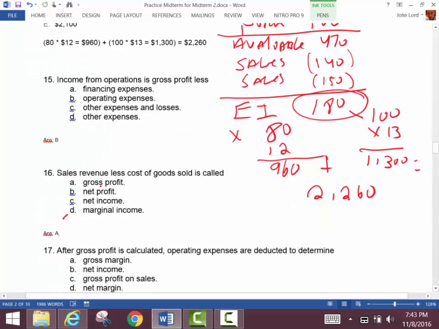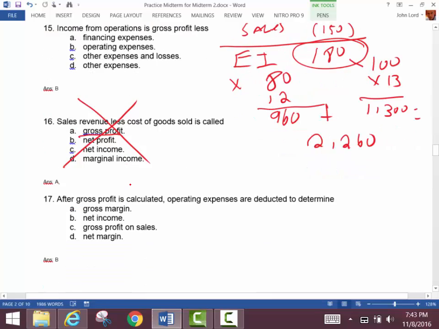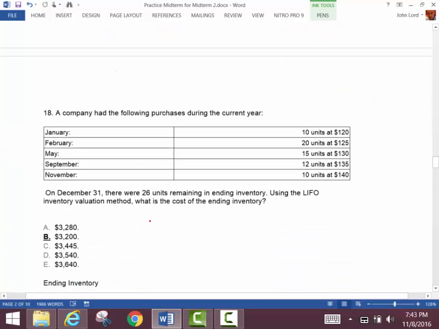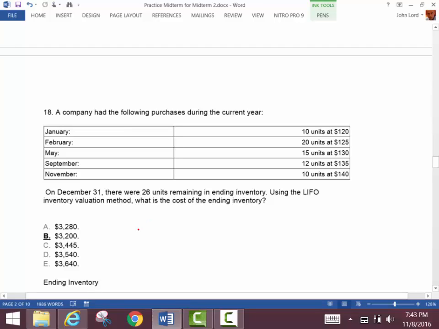We already had this. Sales less cost of goods sold is what? Gross profit. You should know that, but we're not going to ask that on this exam. Don't need to know that. Not going to ask that on this exam. Okay. How about LIFO? Do we need to know that?